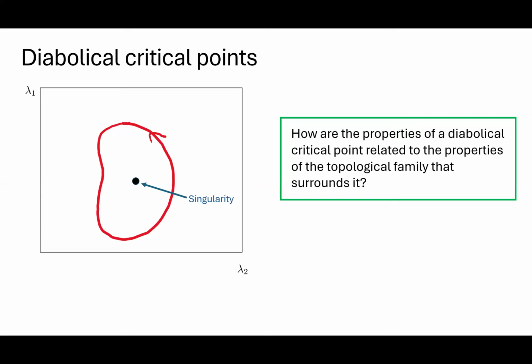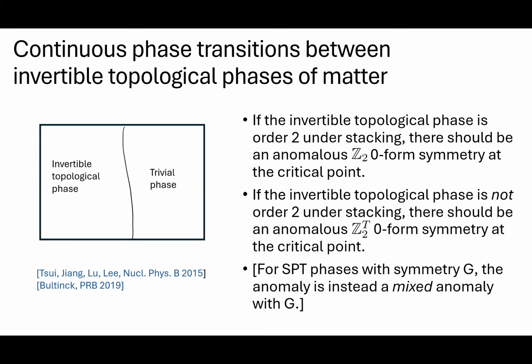So I want to say that something similar will happen for these diabolical critical points. If you're surrounded by a topological family, the singularity must in some sense have critical fluctuations that are imprinted upon by the nature of a topological family. And so to understand how this might occur, it's kind of helpful to go back to the case of phase transitions between phases of matter. So the codimension 1 case. And so let's think about a phase transition between a trivial phase and an invertible topological phase.